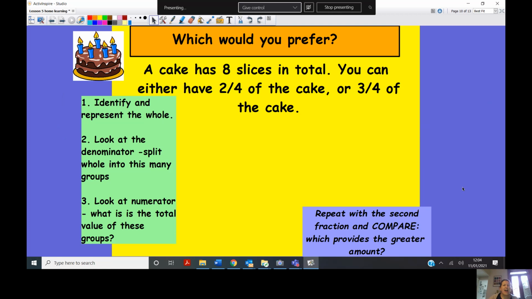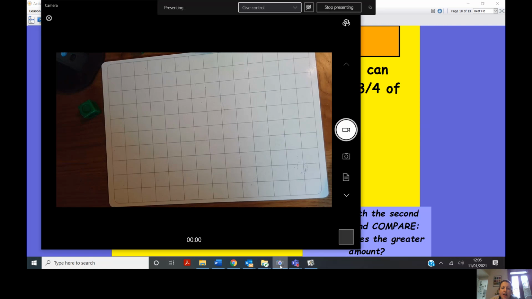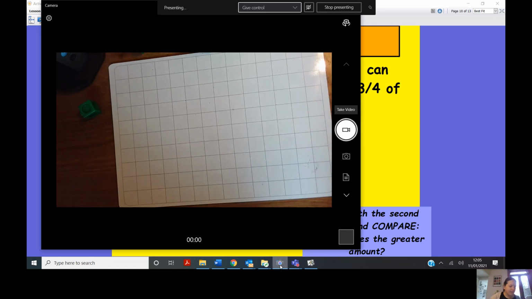Which would you prefer? A cake has 8 slices in total. You can either have 2/4 of the cake or 3/4 of the cake. So here are our steps to success. First of all, we need to identify and represent the whole. I'm going to show you on the whiteboard using cubes.